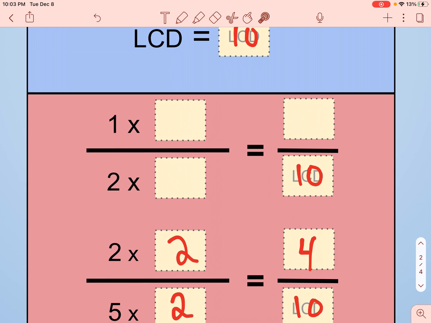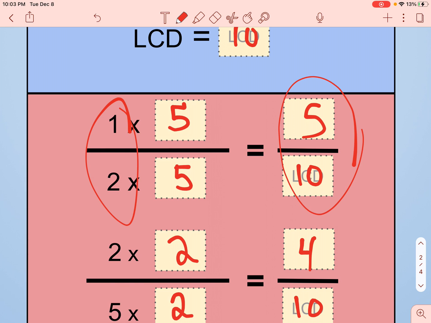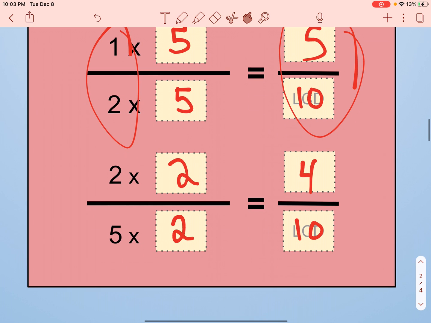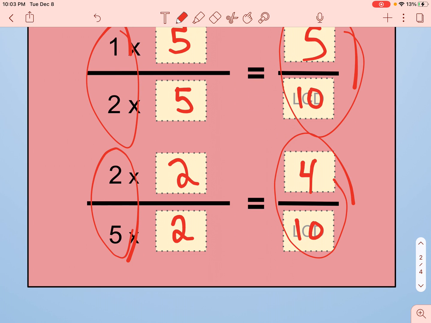All right, we'll do the same thing up here. 2 times what equals 10? 2 times 5 equals 10. And whatever I do to the bottom, I have to do to the top. 1 times 5 equals 5. So 1/2 is the same as 5/10. Look at that. 2/5 is the same as 4/10.